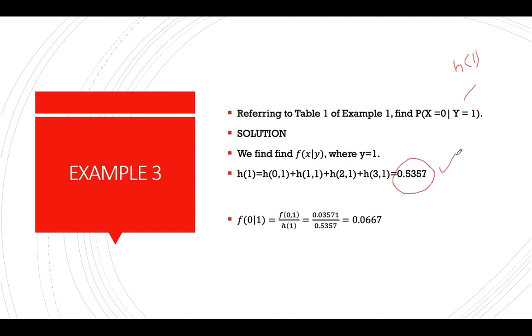This is your h of 1. And then the probability of x equals 0 given y equals 1 is f of 0, 1, this is your x and then your y, over h of 1. So we have 0.537. This is your h of 1. And then from the table, f of 0, 1 corresponds to 0.03571. So computing, we get the probability which is equal to 0.0667.